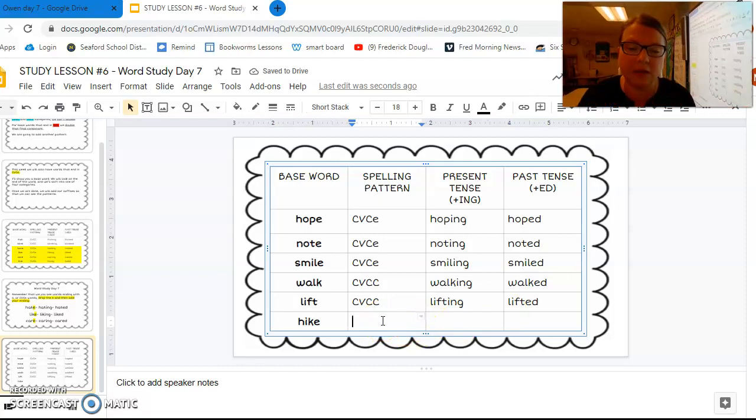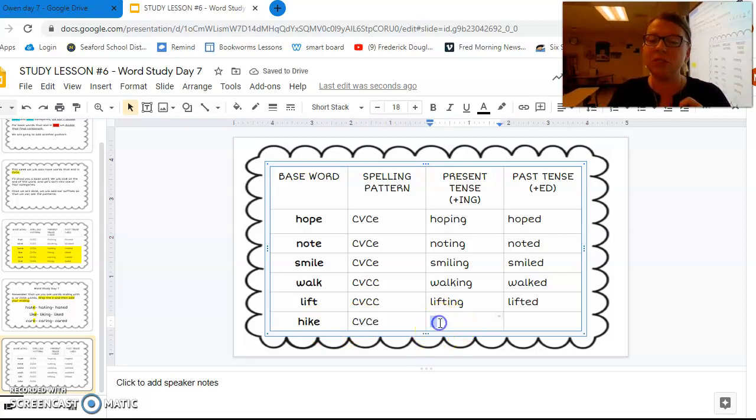And the last one is hike. H is a consonant, I is a vowel, K is a consonant, and then we have final E. So we have CVCE. CVCE pattern. What do we do when we have a CVCE pattern? Drop the final E and add the suffix. So hiking and hiked.